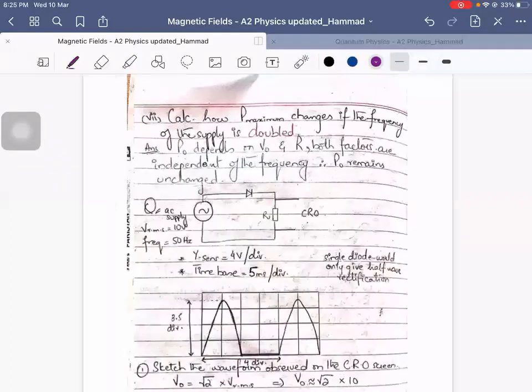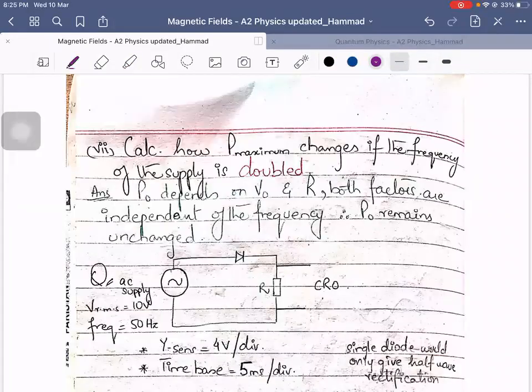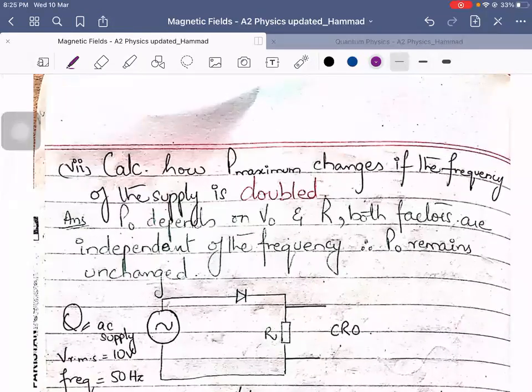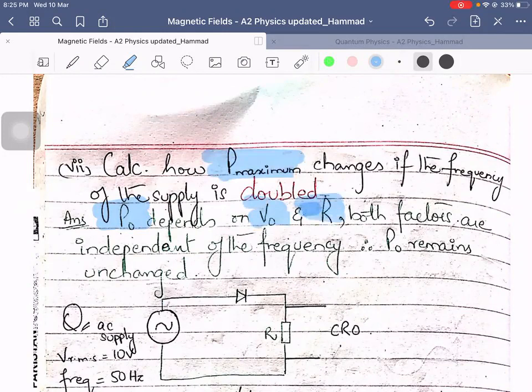Moving forward, calculate how the P max changes if the frequency of the supply is doubled. Now, P max, which is P naught by the way, depends on V naught and R. Both of these factors are independent of the frequency. Voltage is dependent on work done and charge. Resistance is dependent on voltage and current. Both of these are not dependent on the frequency, therefore P naught remains unchanged.